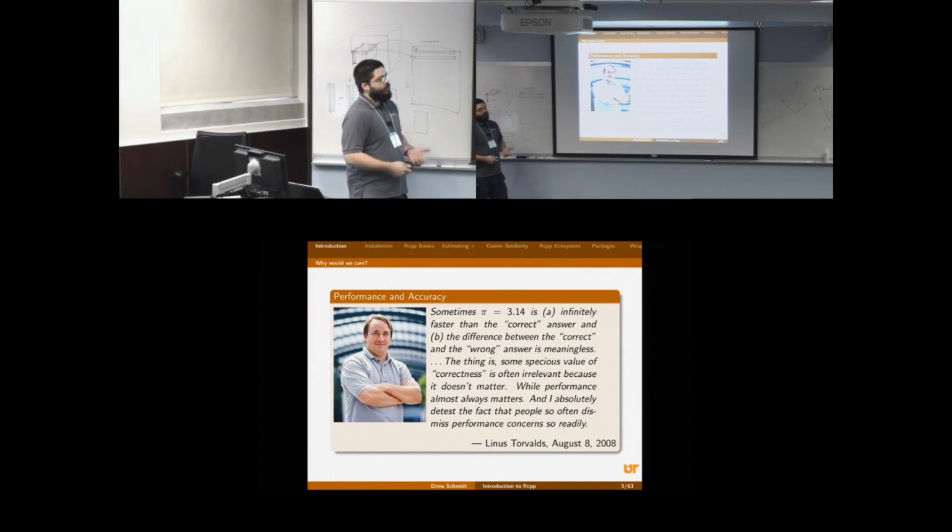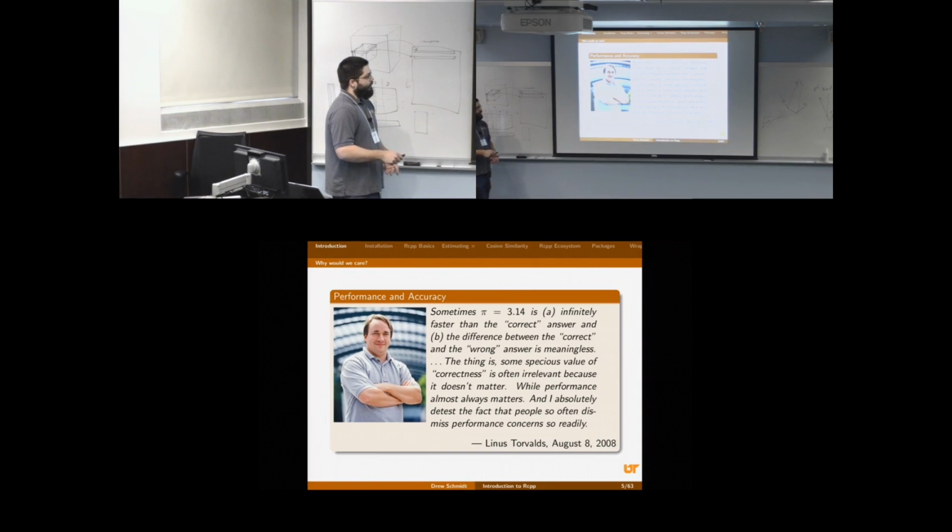So I really, really like this quote. This is Linus Torvalds, the fellow who created Linux and now maintains Linux. He says, "Sometimes pi equals 3.14 is infinitely faster than the correct answer, and the difference between the correct and wrong answer is meaningless." He says the specious value of correctness is often irrelevant, but performance always matters.